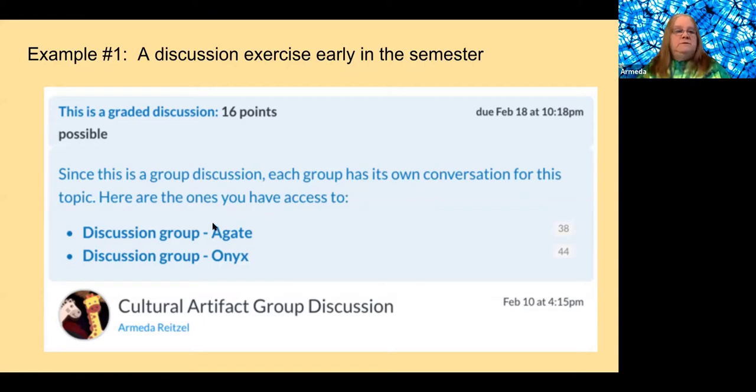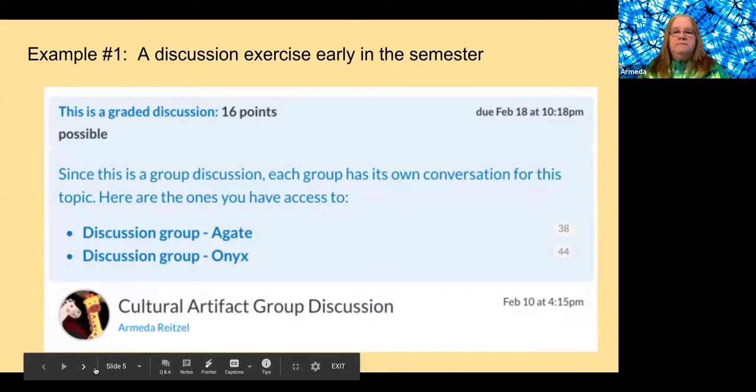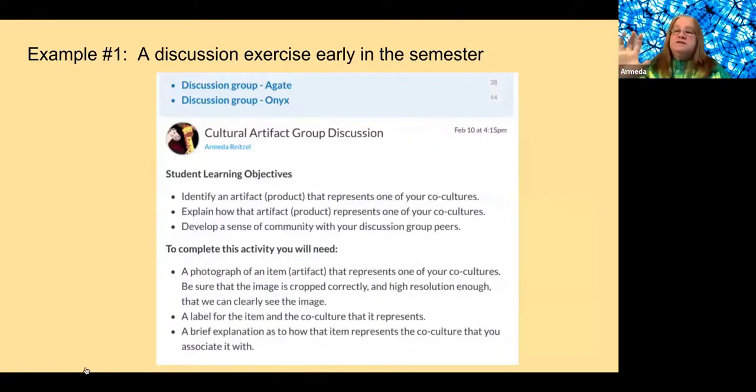Okay. So that was the cultural artifact group discussion. This is early on in the semester. So you'll see it's a very simple activity. I have here my student learning objectives, so the students know what I want to do, plus I keep it in my head. This is what I want my students to get out of it. And again, all this will be available.